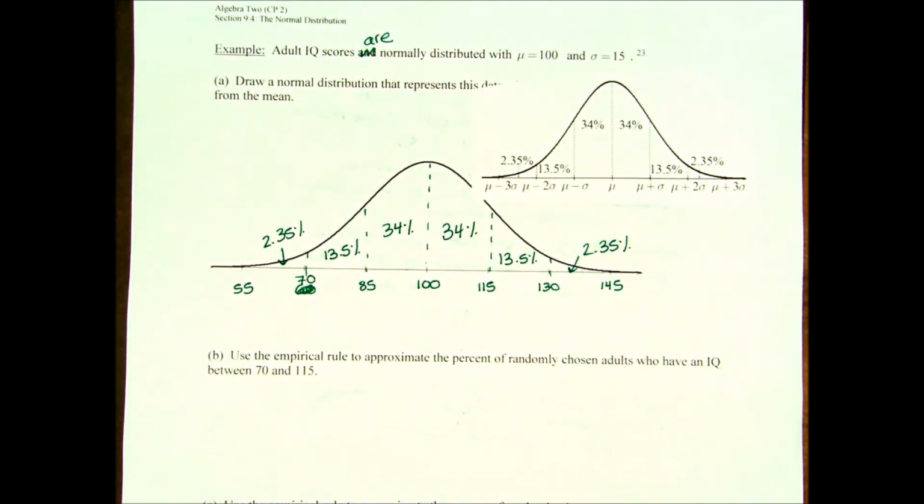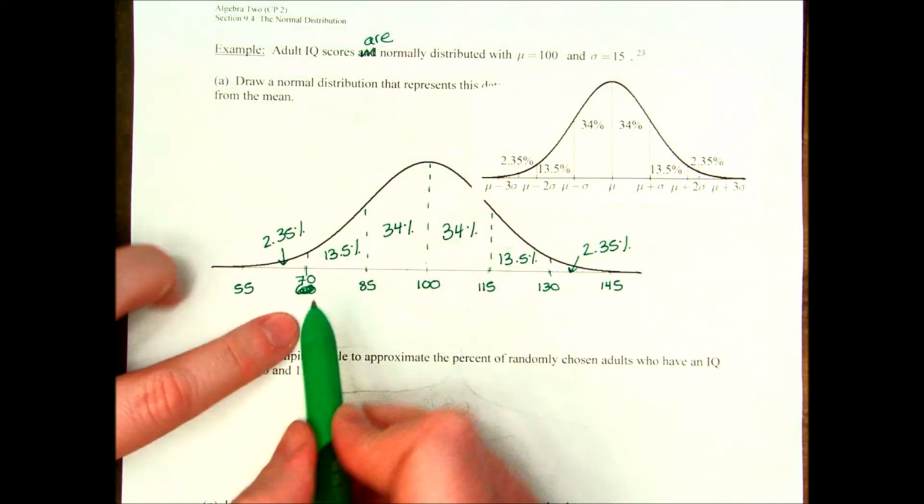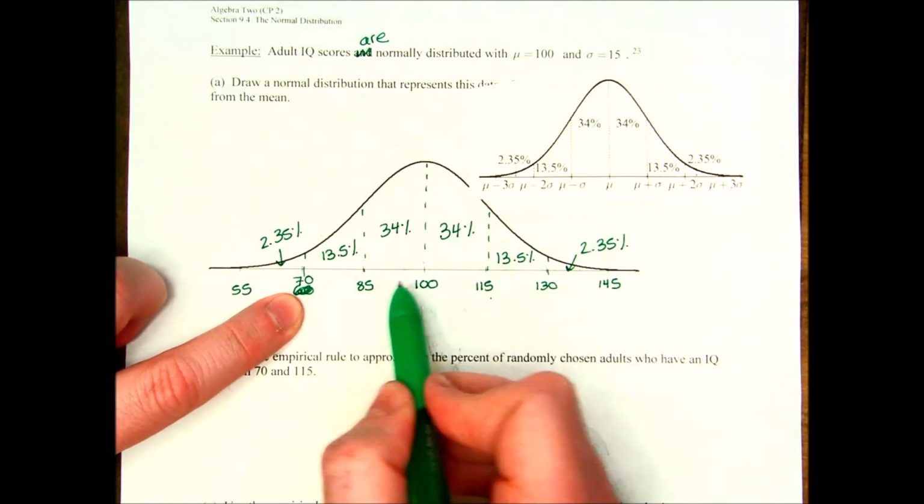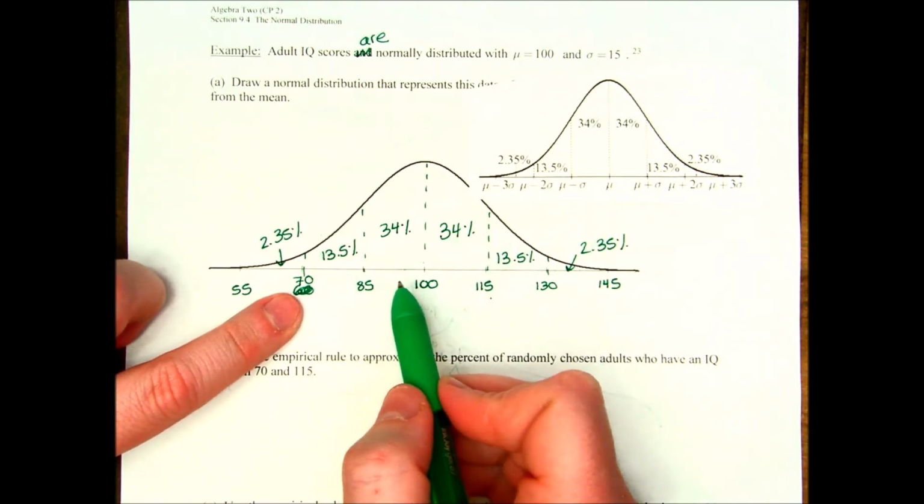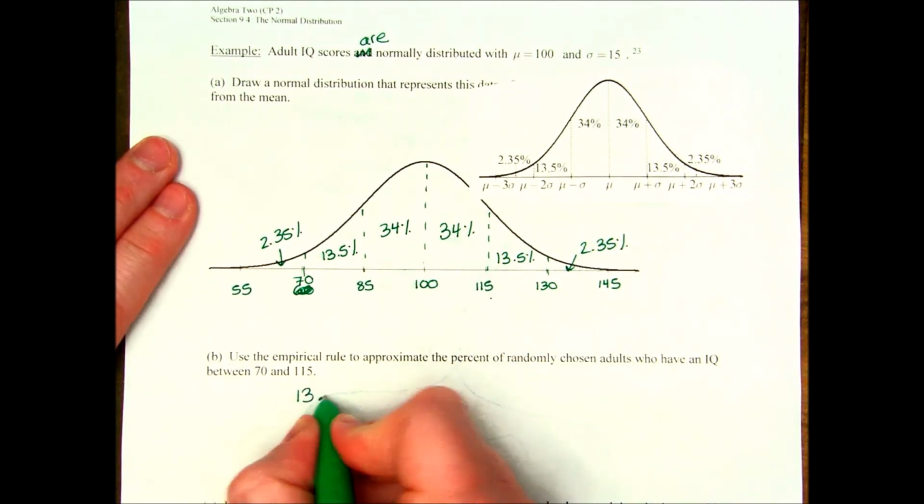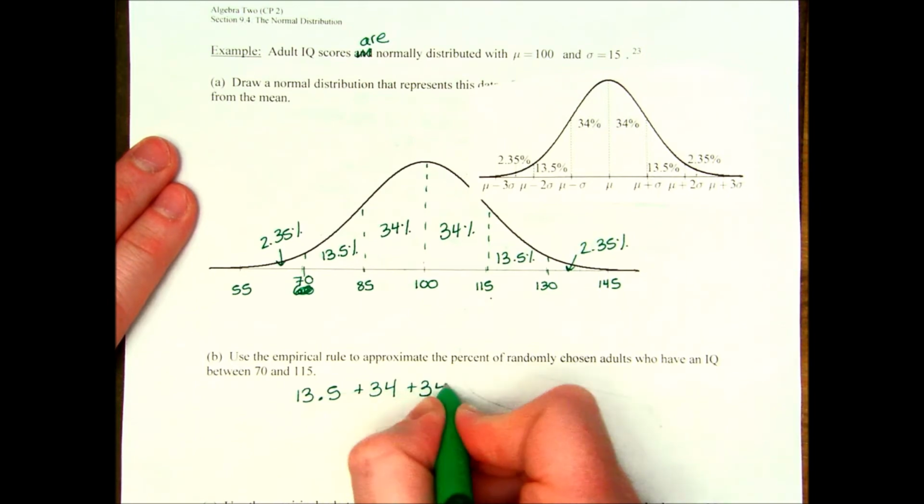In part B, I'm asked to use this empirical rule. The empirical rule is just the rule that gives me all these percents to find the percentage of randomly chosen adults with an IQ between 70 and 115. Well, I care about the region from here over to here. I'm just going to add up those percents. I do need to see work. It's not a lot of work, though. You just have to show me what numbers you're adding. I'm adding 13.5% to 34% to 34%.